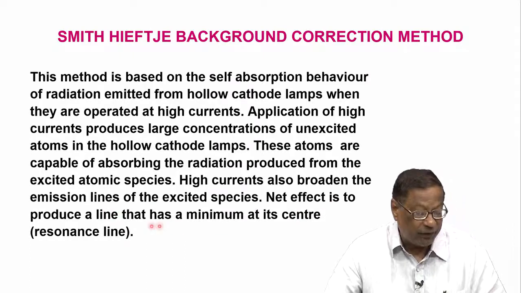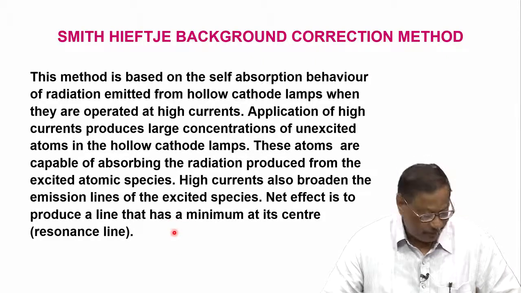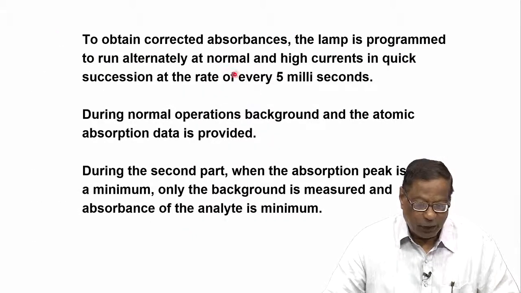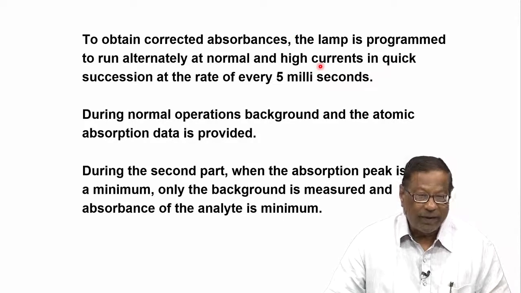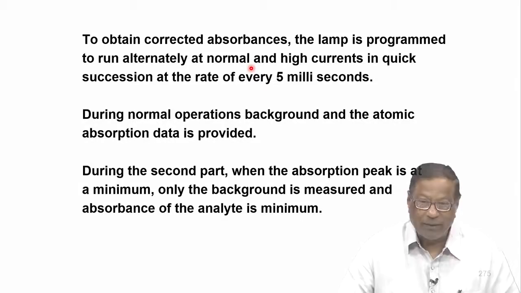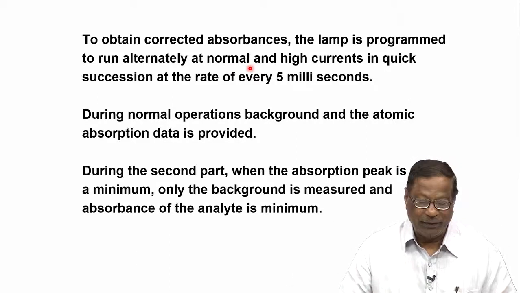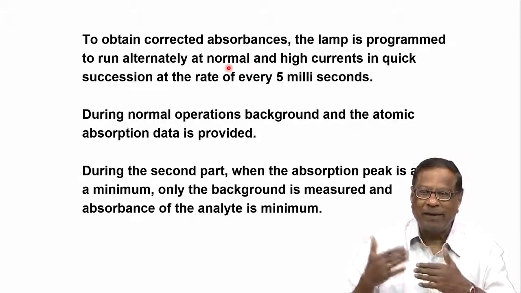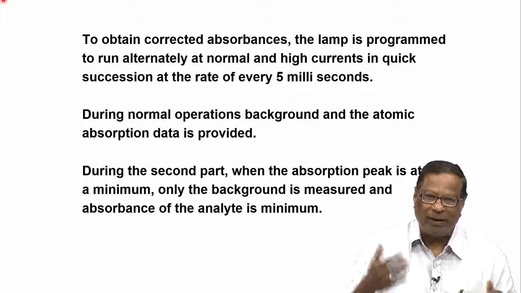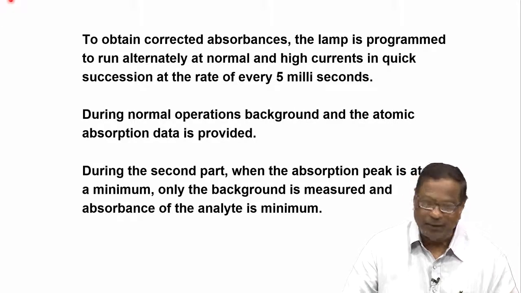Net effect is to produce a hollow cathode line that has a minimum at its center. That is the background. And what is the center? That is the resonance line. So, to obtain corrected absorbances, the lamp is programmed to run alternately at normal and high currents. What we do is take the hollow cathode lamp, apply low current and high current, and measure the absorbance at high current and at low current. When it is low current, it is background plus sample. When it is high current, it is only the background. So, subtract the two, and you will get the atomic absorption signal.